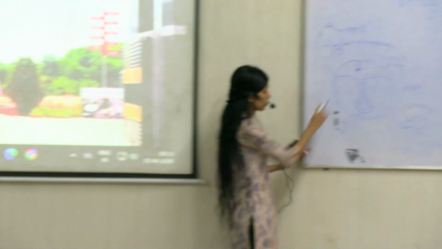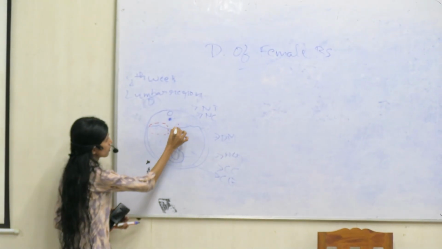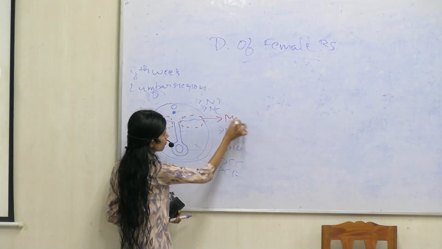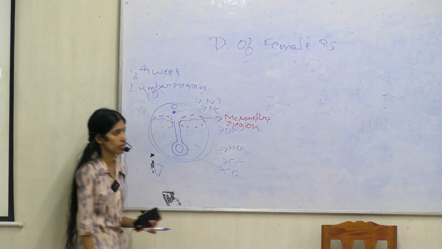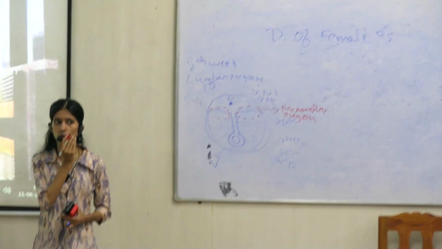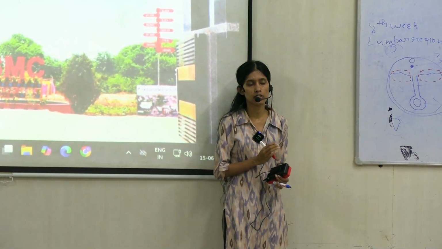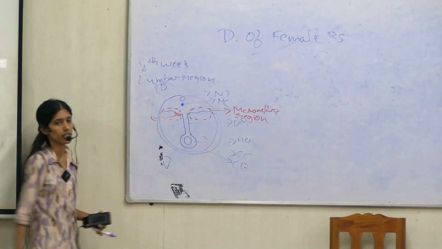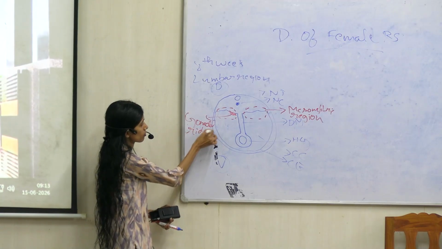This portion that you are seeing on either side of the dorsal mesentery is called the mesonephric region. The mesonephric region is present on either side of the dorsal mesentery, and it includes 3 important structures. From medial to lateral, it has a ridge like this. This ridge is called the gonadal ridge.